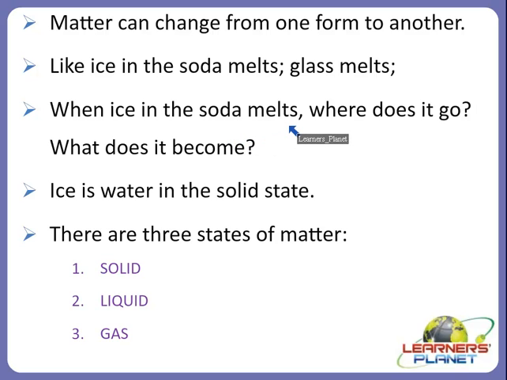And when the ice in the soda melts, where does it go? What does it become? Yes, ice is water in the solid state, right? What happens to the ice? It melts in the soda, right? So the melting process takes place over here. So from this example we can conclude that there are mainly three states of matter, right? If you remember, ice is water in the solid state. So remember children, there are three states of matter: solid, liquid and gas.